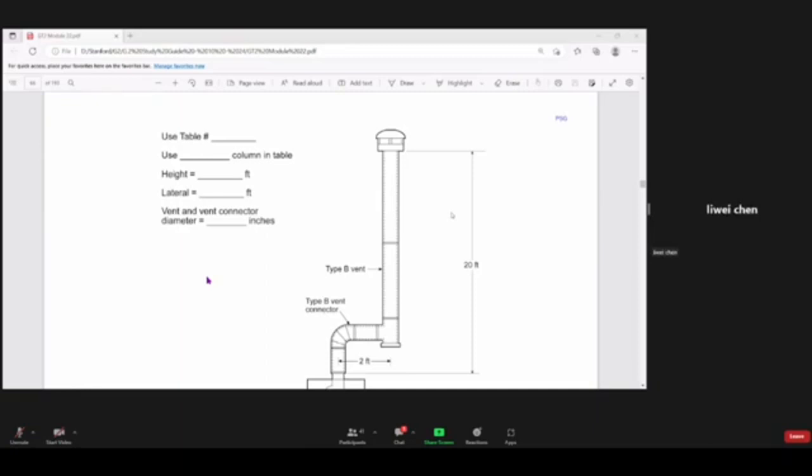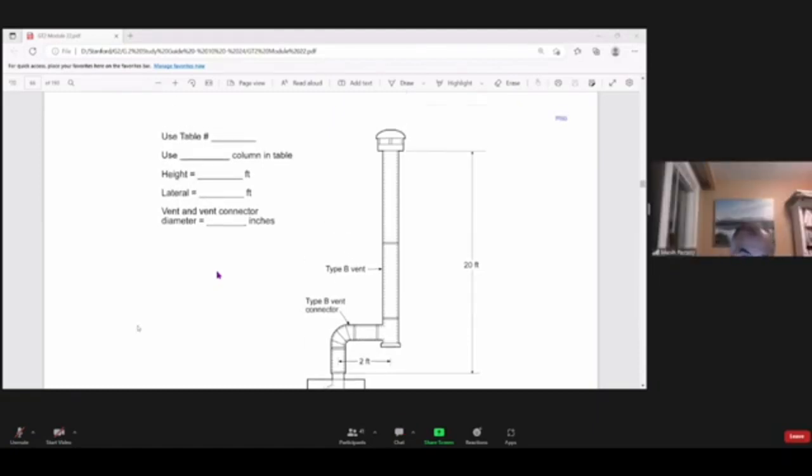Perform the same steps assuming the building is located at 3,000 feet above sea level and has an altitude rating of 90,000 BTU. Which general venting requirement applies to this installation? Okay, sir.